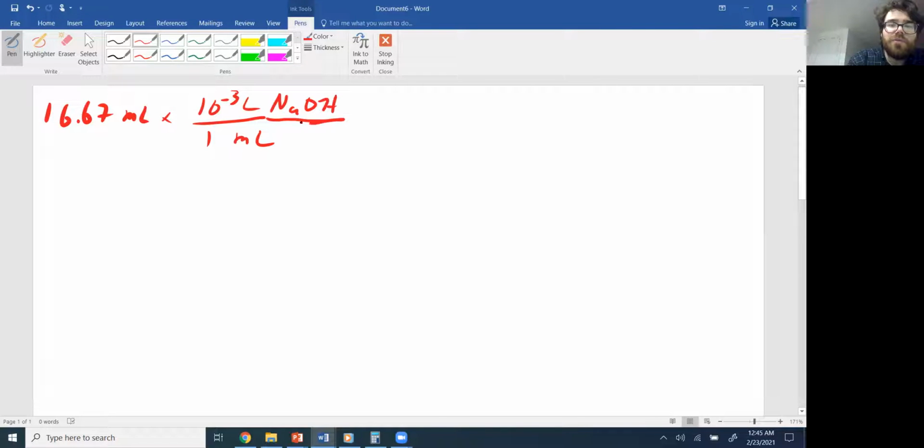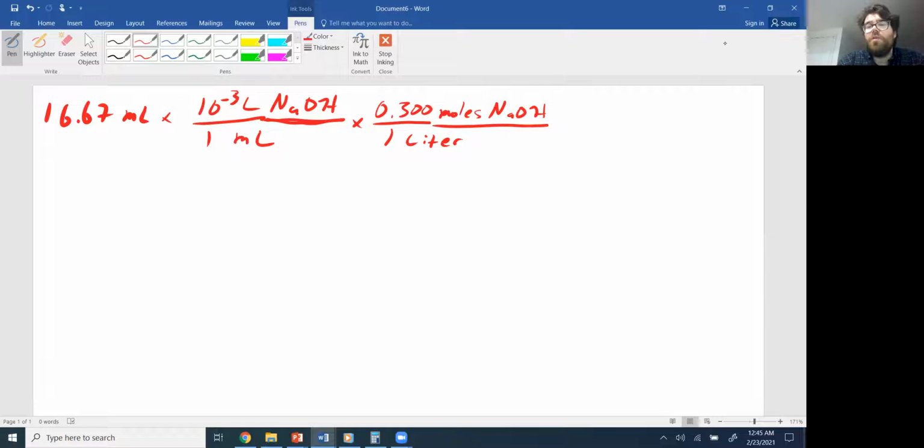Now that we have that, we can multiply it by the molarity, which is moles per liter. So this is going to be multiplied by 0.300 moles of NaOH per 1 liter of NaOH. This is going to give us the total moles. This will give us the moles of NaOH. Then we need to figure out how many moles of methanoic acid that quantity will react with.